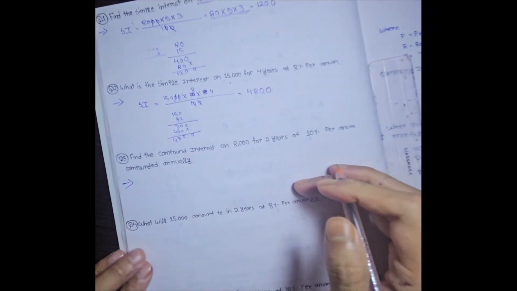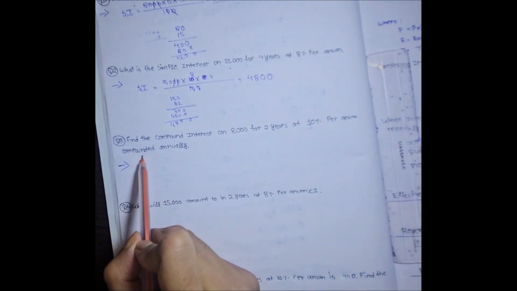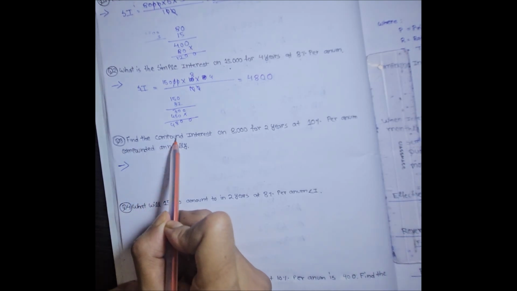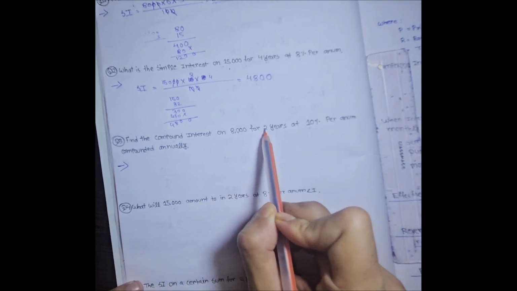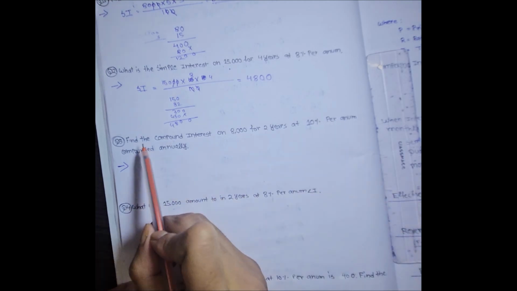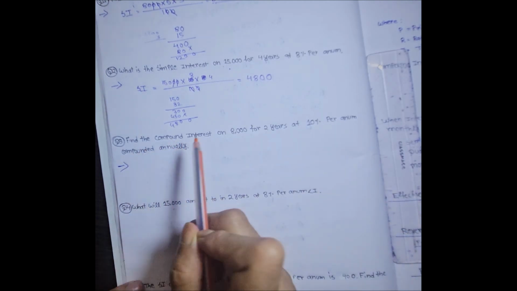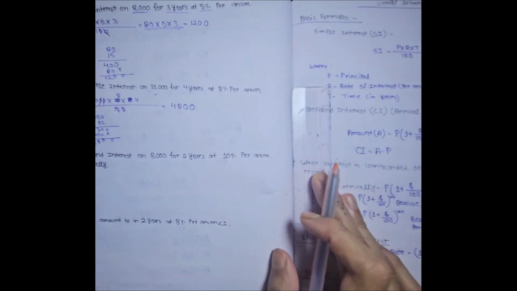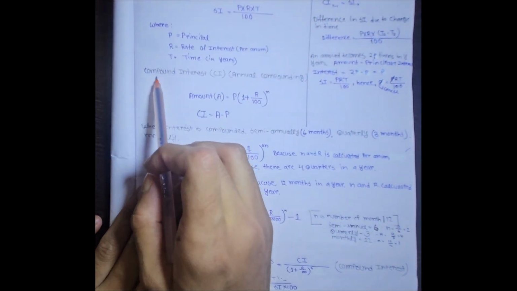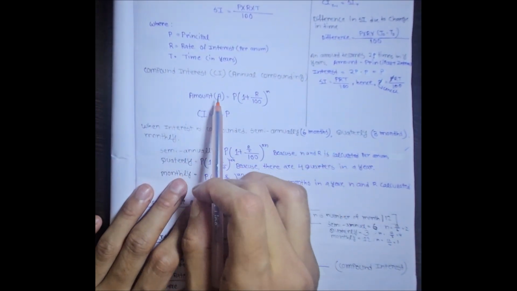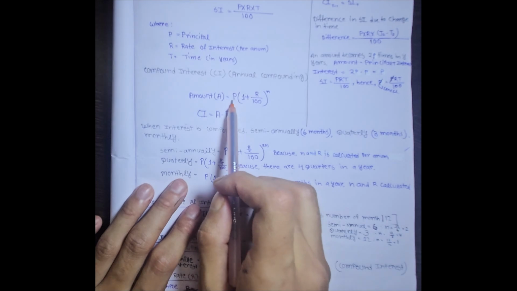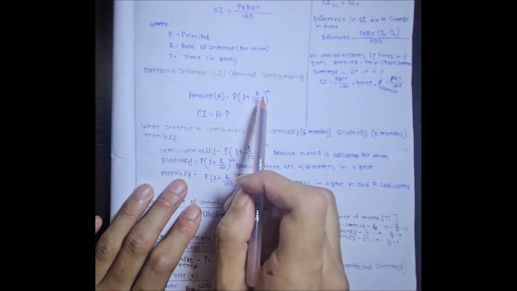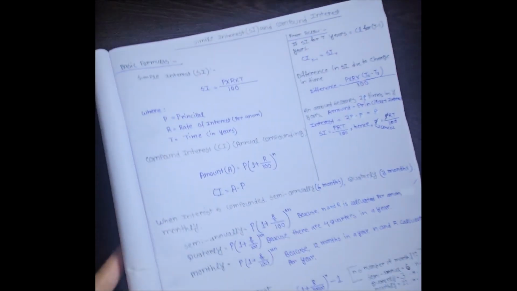Now coming to the next problem, it is the first problem on compound interest, right? Find the compound interest on 8000 for 2 years at 10% per annum compounded annually. So we don't need to calculate it semi-annually or quarterly or something. It's just simple. So we'll use the basic formula for compounding, as we discussed earlier, which is amount equals principal times 1 plus r by 100, to the power n. The exponent is n.